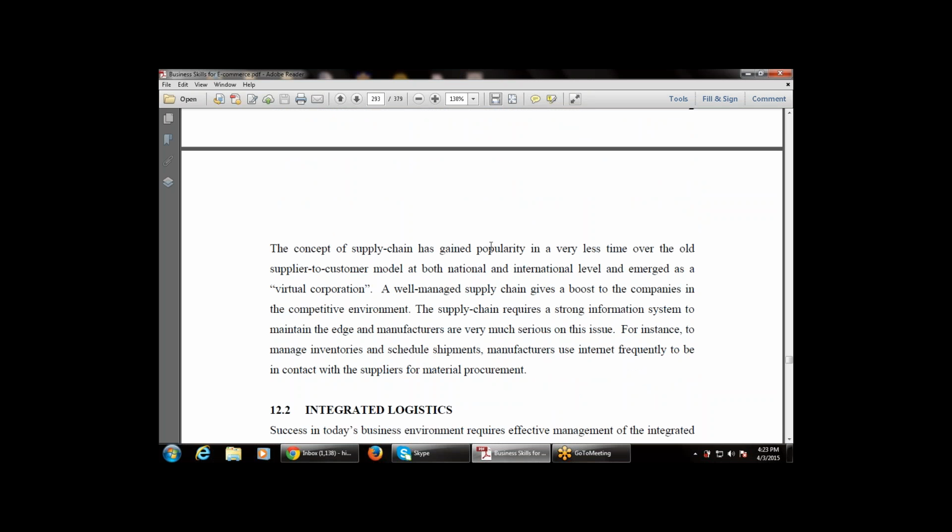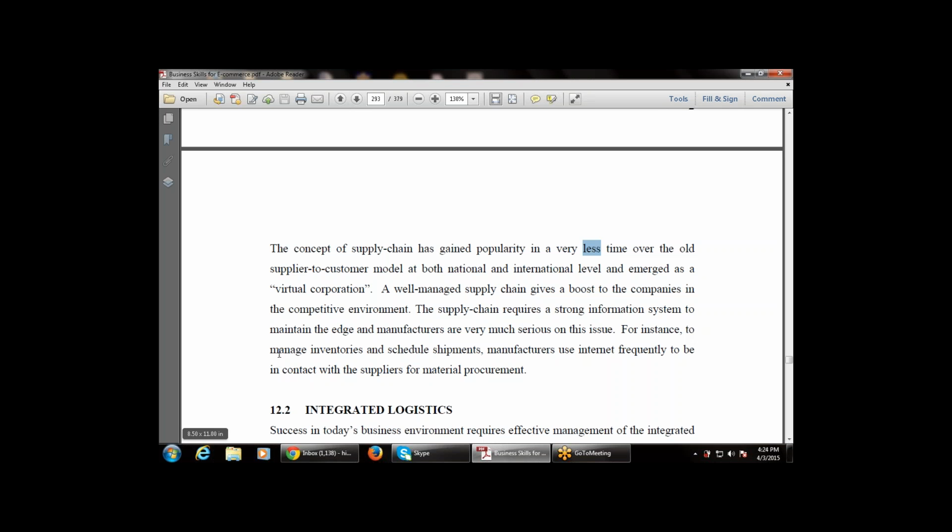The concept of supply chain has gained popularity in a very short time over the old supplier to customer model at both national and international level, and emerged as a virtual cooperation. A well-managed supply chain gives a boost to companies in the competitive environment. The supply chain requires a strong information system to maintain the edge, and manufacturers are very serious on this issue. So a better supply chain enhances and manages the relationship between the supplier and the manufacturers.